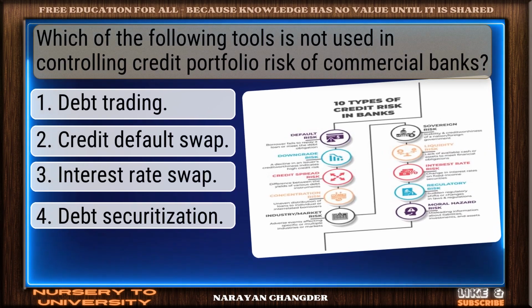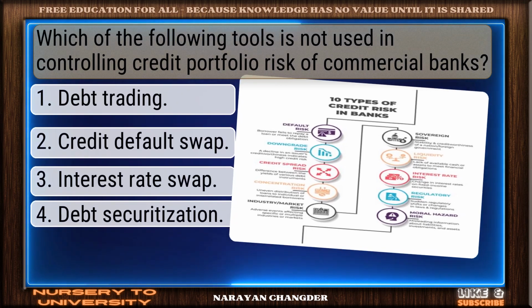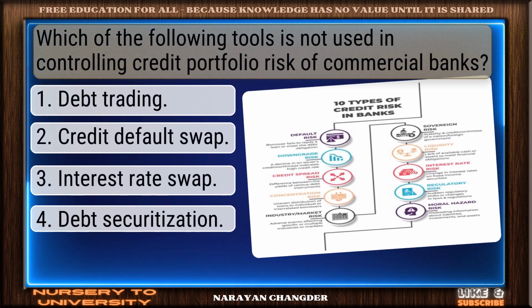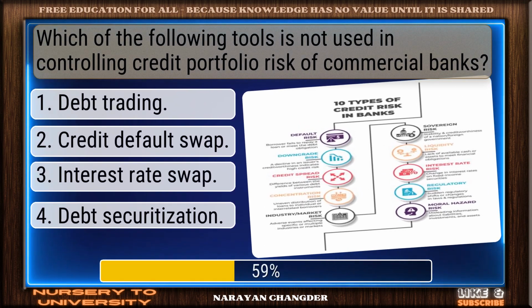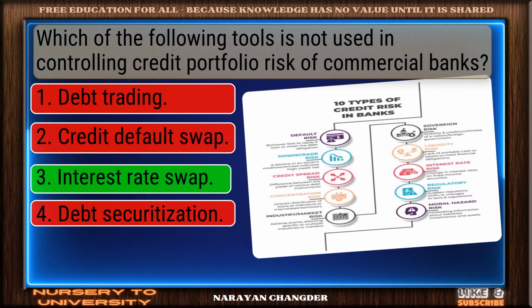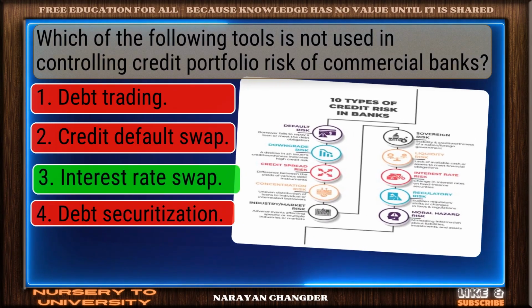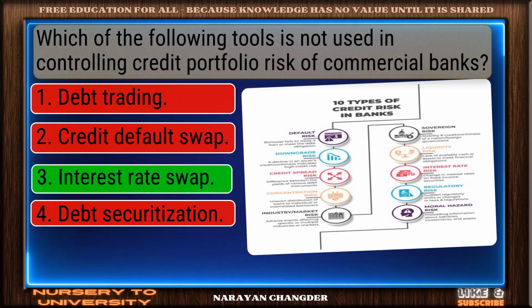Which of the following tools is not used in controlling credit portfolio risk of commercial banks? Well done. Interest rate swap is the right choice.